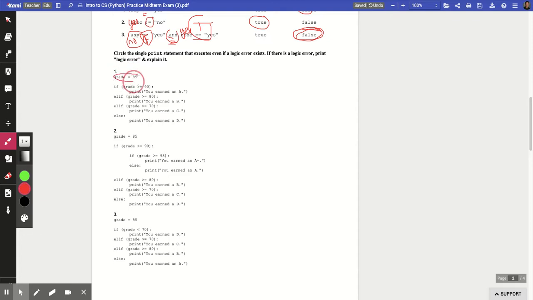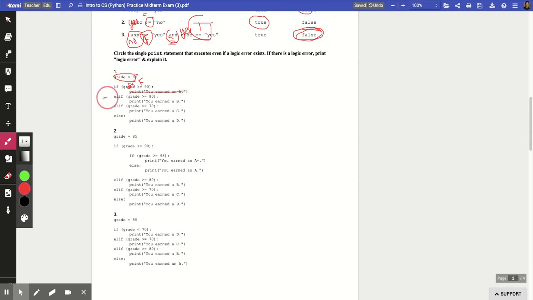Number one, in this section, you trace the code. The variable grade is equal to 85. You always start at the top, and you ask, true or false? Is 85 greater than or equal to 90? False. When you have a false in one of these if, else if situations, you cross out, you don't do that part right there.